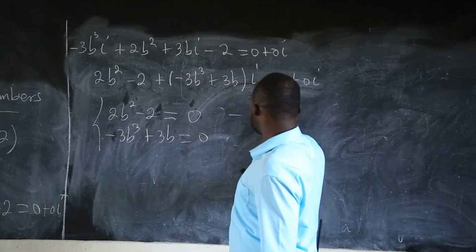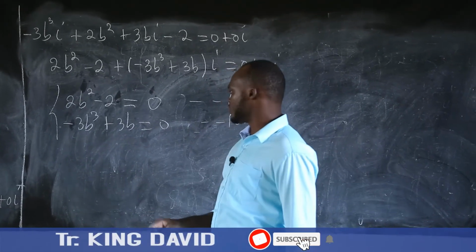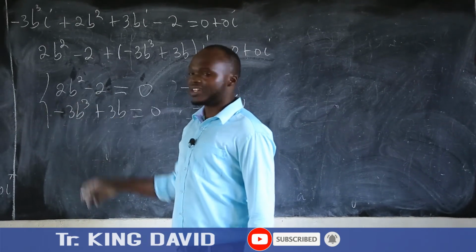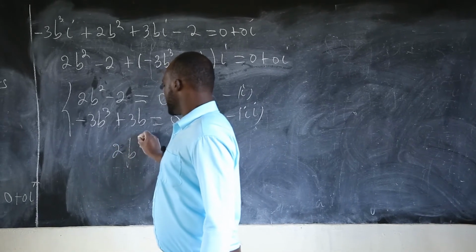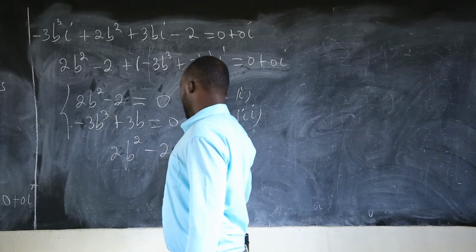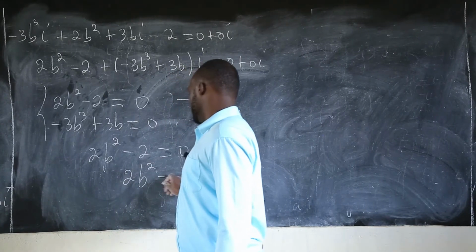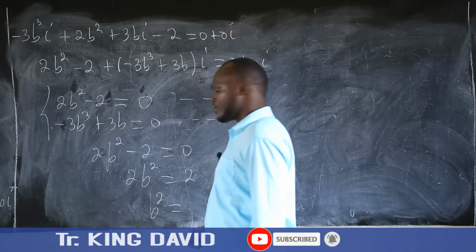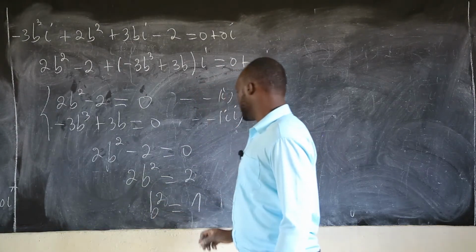Among those two equations, you choose the one which is very easy to solve. You can see when you compare equation 1 and equation 2, equation 1 is very easy to solve. So let's choose equation 1. 2b squared minus 2 equals 0. This implies that 2b squared equals 2. This implies that b squared equals 1.